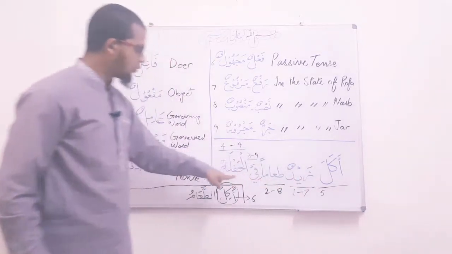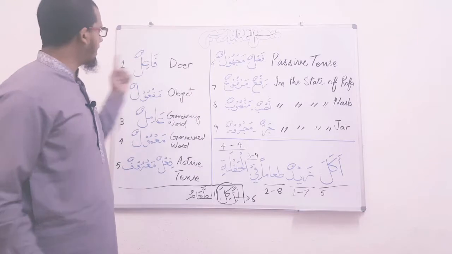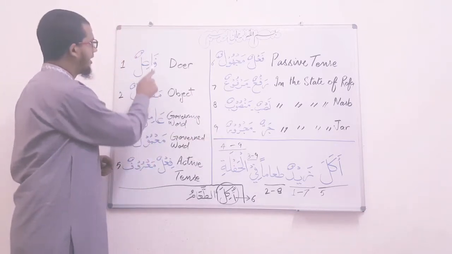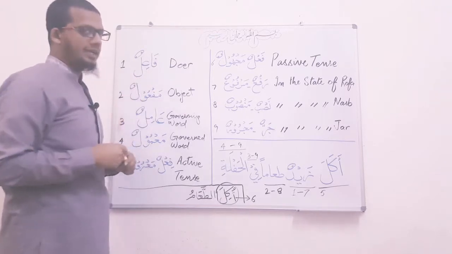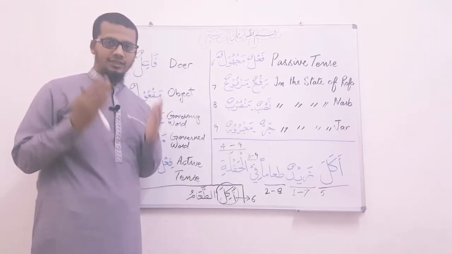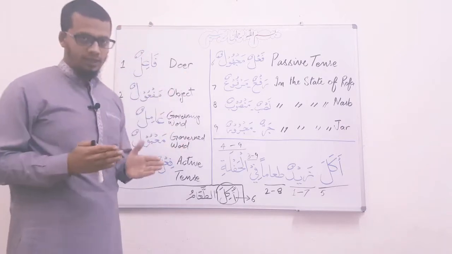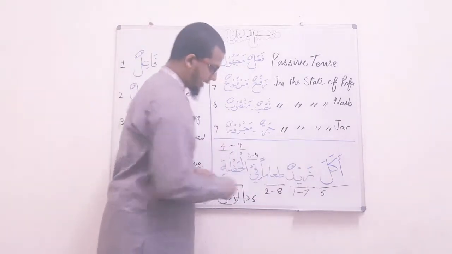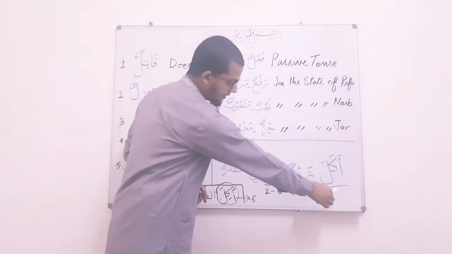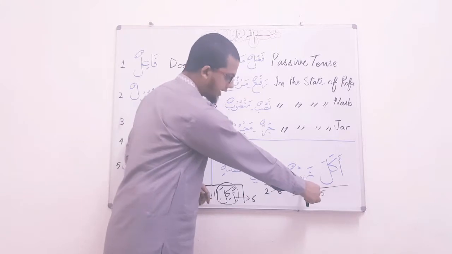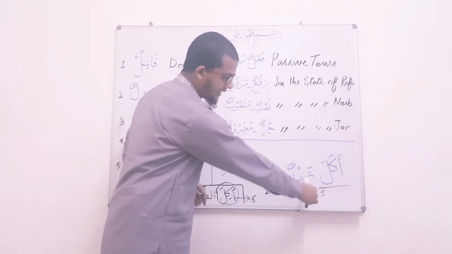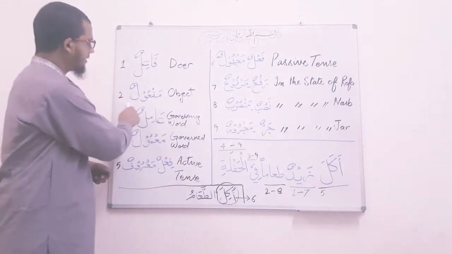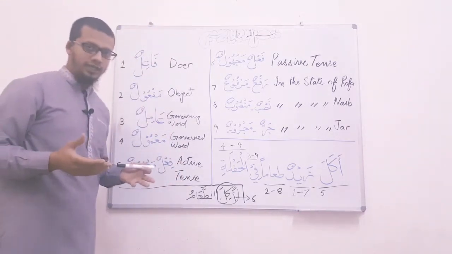Now in this one, we have all these terms available and I have numbered them and we will explain them one by one. So the first term we have is fa'il. Fa'il is what we call in English the subject or the doer of a task. In our example, the doer is Zaid because he is doing the task of eating. Then second we have maf'ul.